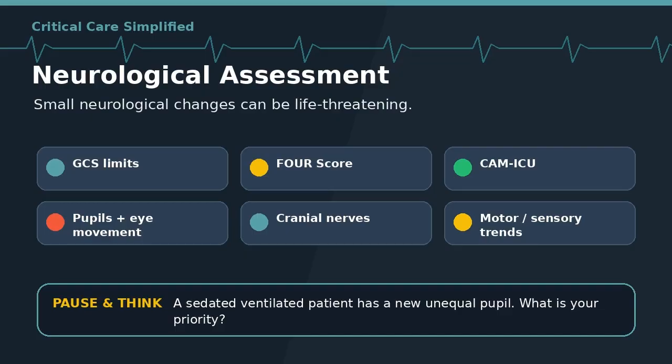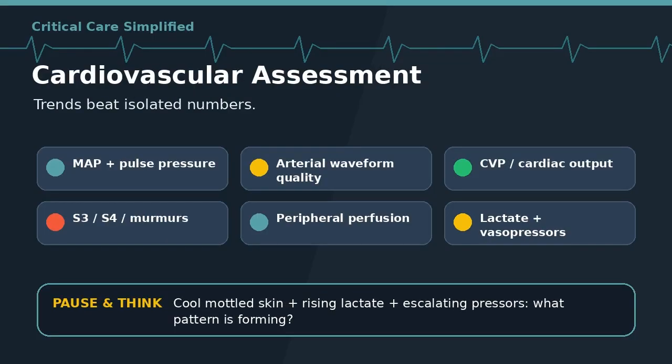Advanced cardiovascular assessment means looking beyond one blood pressure reading. Non-invasive blood pressure, MAP, pulse pressure, arterial lines, central venous pressure, cardiac output data, and waveform quality all need to be interpreted together. If an arterial waveform looks dampened, validate the setup. If non-invasive and invasive readings do not match, compare them with the patient's actual perfusion, mental status, capillary refill, skin temperature, urine output, pulses, lactate, and overall trend.